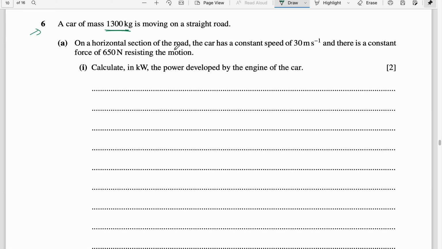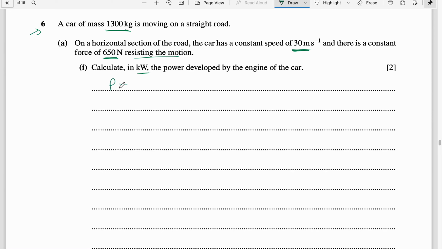Number 6. A car of mass 1300 kg is moving on a straight road. On a horizontal section of the road, the car has a constant speed of 30 meters per second, and there is a constant force of 650 Newtons resisting the motion. Calculate in kilowatts the power developed by the car.